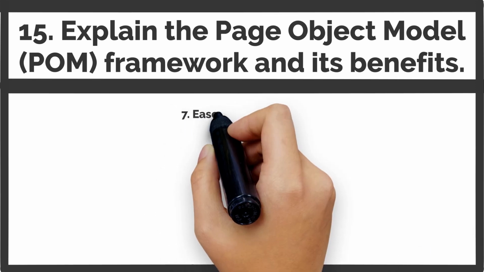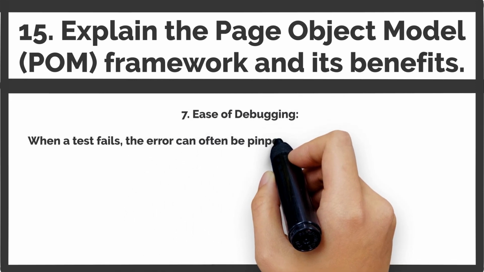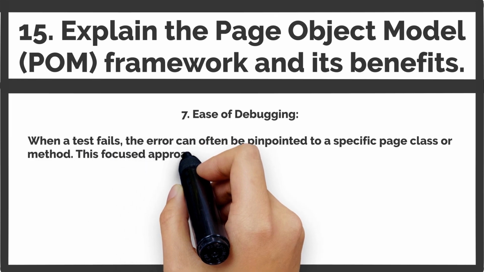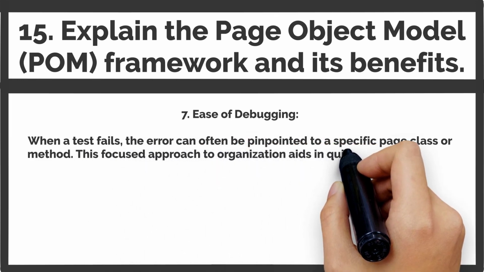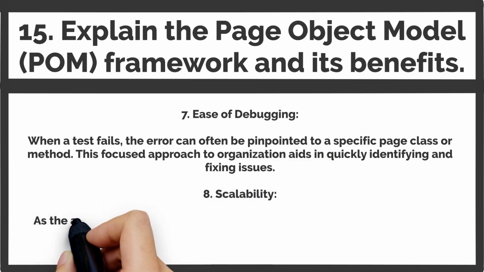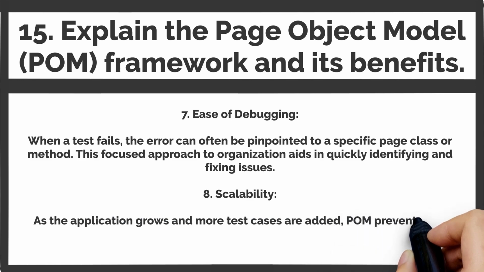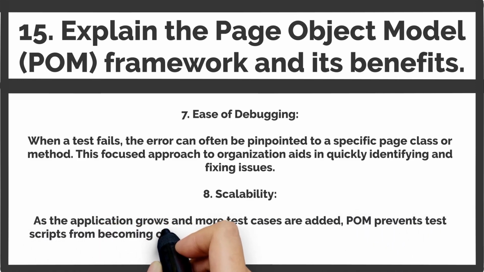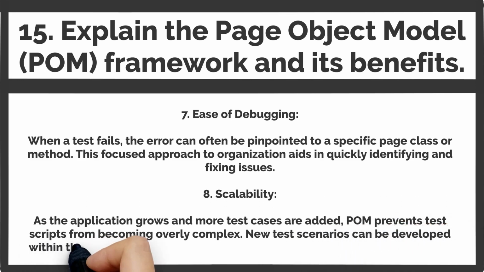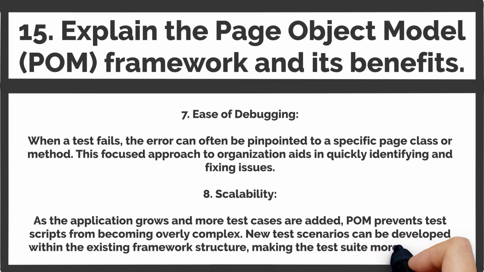7. Ease of debugging. When a test fails, the error can often be pinpointed to a specific page, class, or method. This focused approach to organization aids in quickly identifying and fixing issues. 8. Scalability. As the application grows and more test cases are added, POM prevents test scripts from becoming overly complex. New test scenarios can be developed within the existing framework structure, making the test suite more scalable.